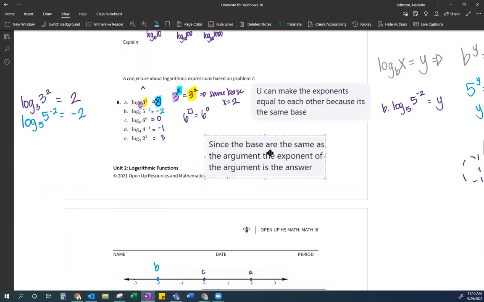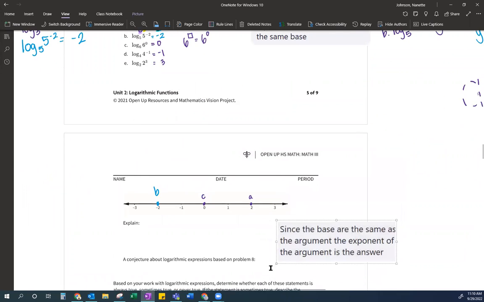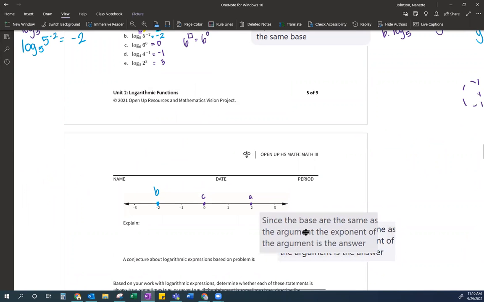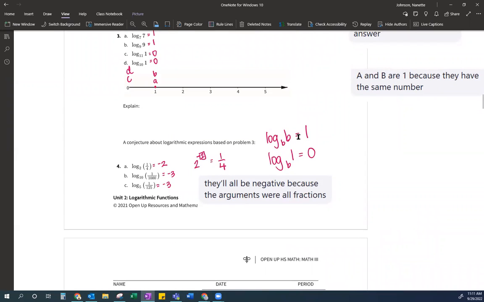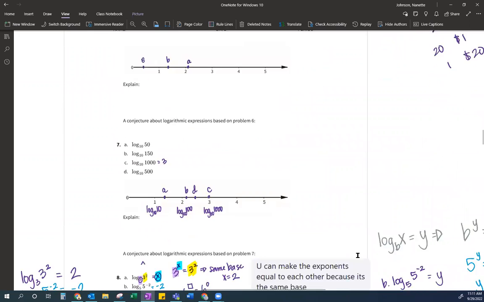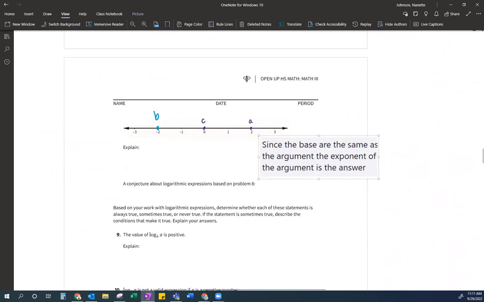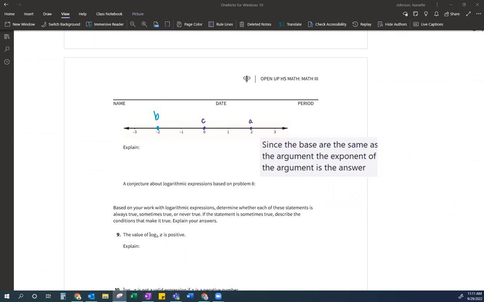So if we translated this, because they want us to do a conjecture, to something generic, like you guys wrote up here, log base b of b equals 1, or log base b of 1 equals 0, how would you generically, yes, if they have the same base, then the exponent's the answer. Exactly. I'm going to copy that one too in a second. So let me grab this right here. This one, I like this as well. Copy.